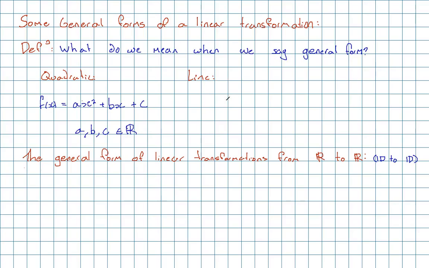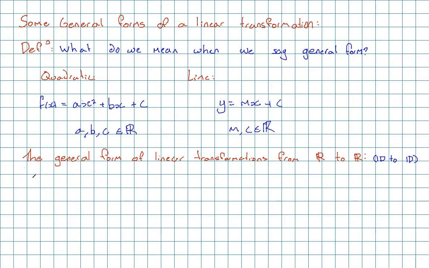Similarly with a line, we have the function or the relation y equals mx plus c, and you've probably seen some variations on this. And so here we would have that m and c are parts of the real numbers. And so these are the general forms. And so we're going to try and derive something similar. So first off, we're going to start with what the general form of a linear transformation is in one dimension. So from one dimension to one dimension.